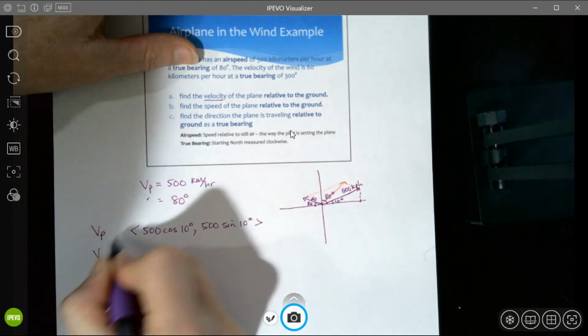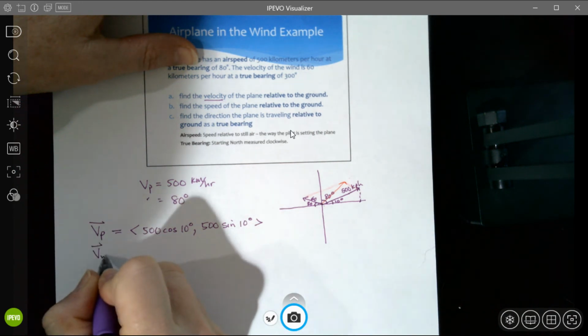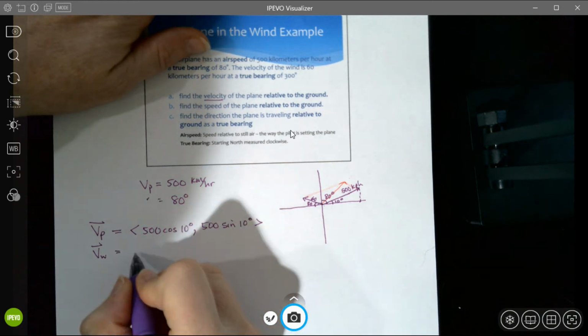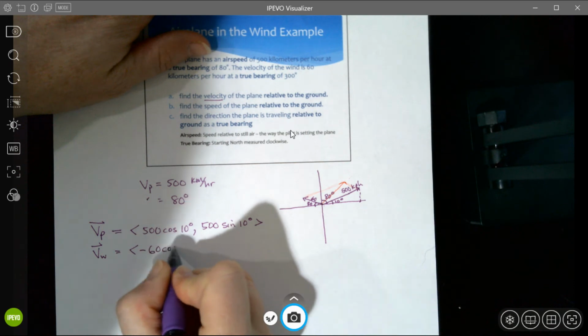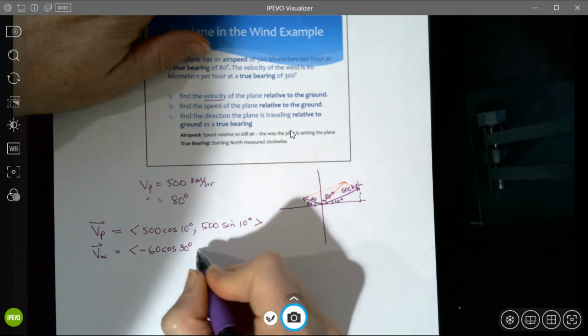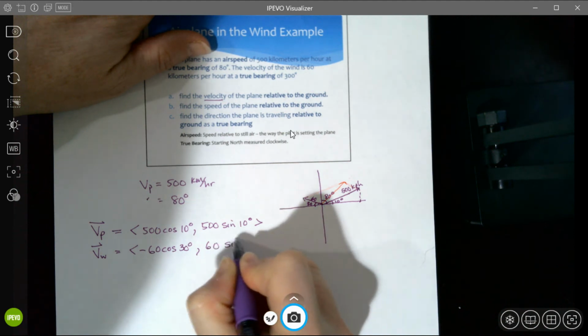Okay. Then we're going to have the velocity of the wind. Now this is a vector, so we label it a vector. Velocity of the wind. Okay, that's going to be in the negative x direction, 60 cos 30, and the positive y direction, 60 sine 30.